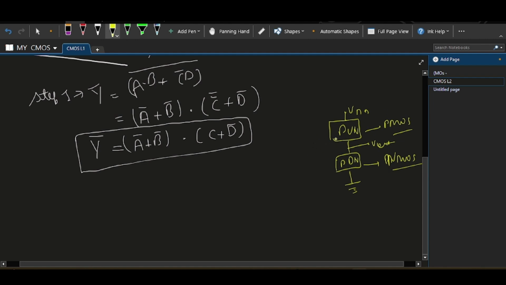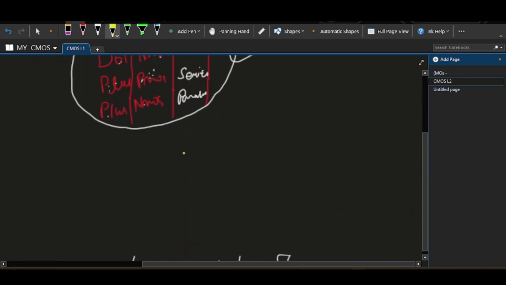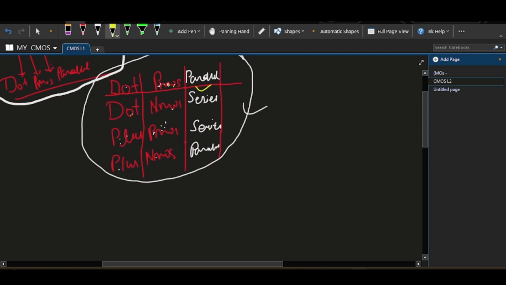In this way they are connected, and now we have to implement this Boolean algebraic expression through this logic. So first we will try to create the pull-up network, then second we will try to create the pull-down network. For creating a pull-up network we have to use PMOS. So we have to implement this expression using PMOS. For PMOS, we are having two things here. So what can we do?